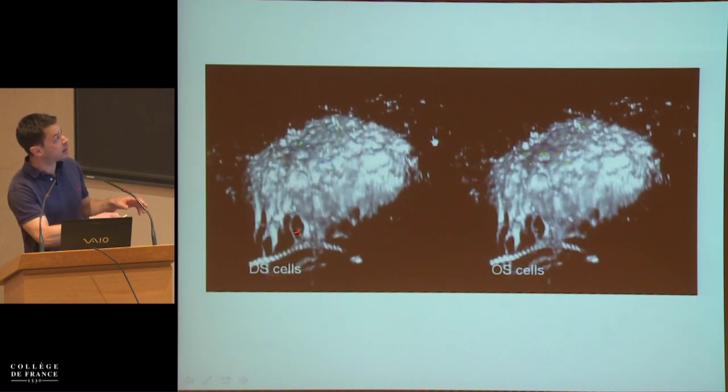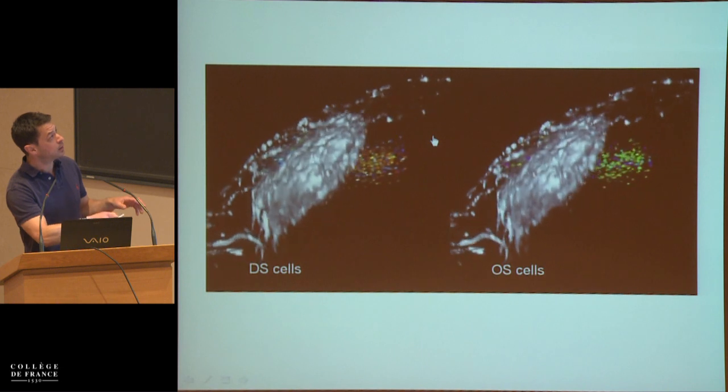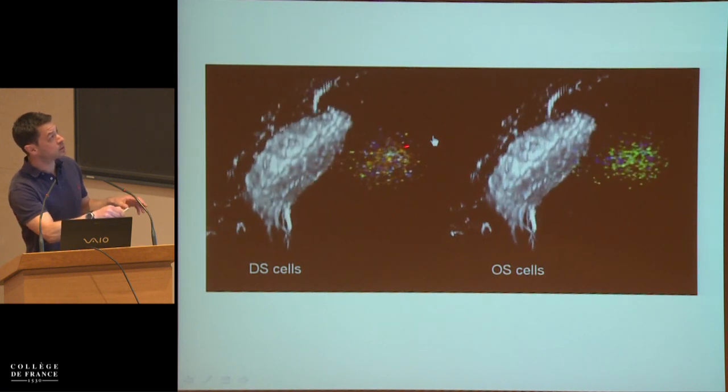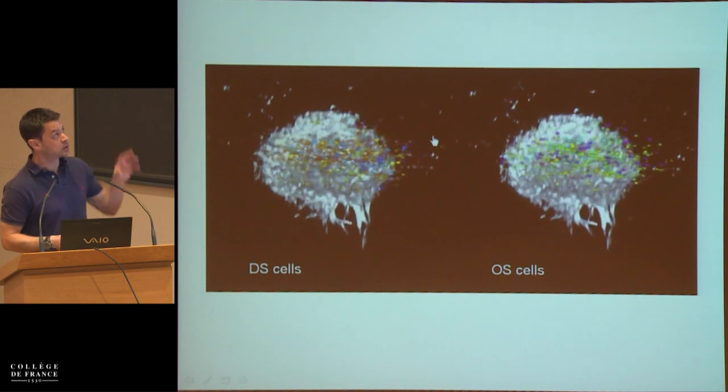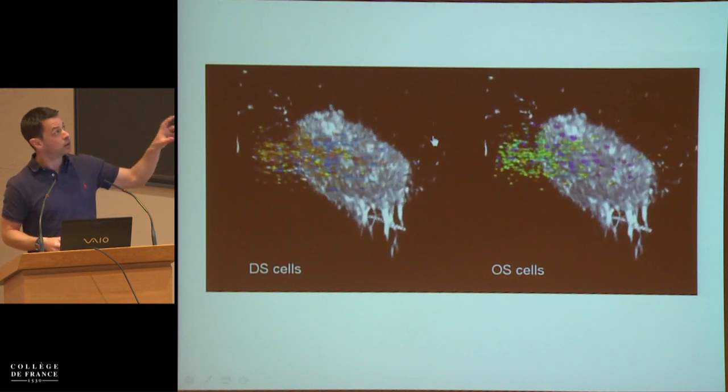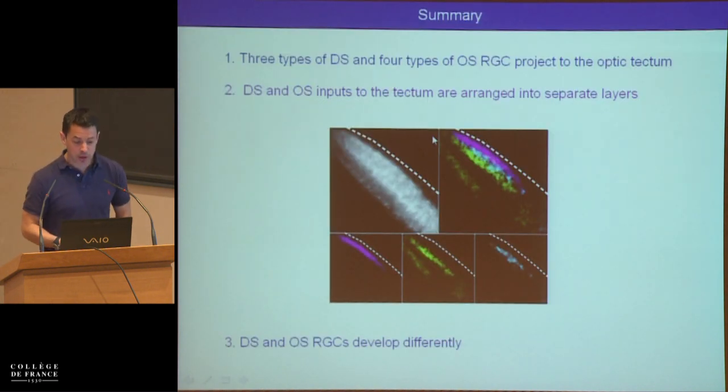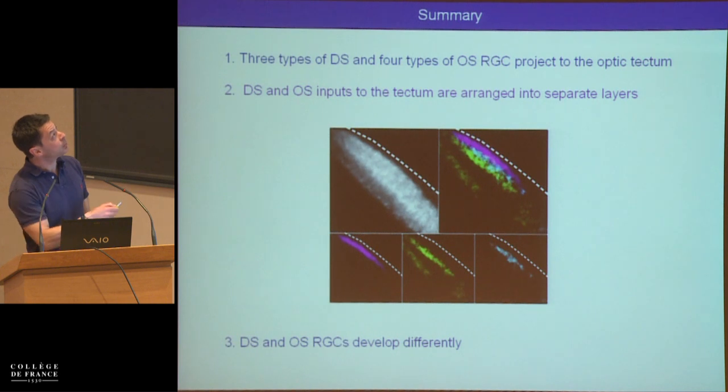So the retinal ganglion cell axons are shown in grey, and here are all the direction selective cells colour-coded according to subtype, and same for orientation selective cells. So there's no functional segregation within the tectum according to subtype, at least at the level of cell bodies. I think we'll probably find it if we look in the neuropil, but not at the cell bodies. Okay, so just to summarise, we have 3 types of direction selective cell and 4 types of orientation selective cell that project from the retina to the tectum.